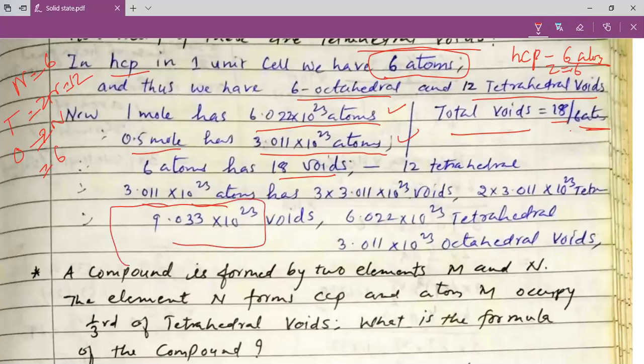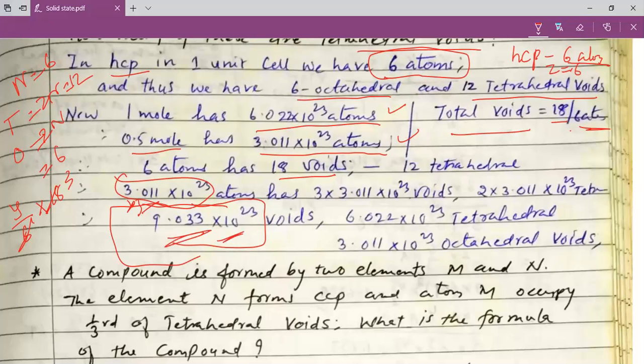This is the total number of voids, which is multiplied by 3. Because suppose this is your number y, so y divided by 6 multiplied by 18. So 6 3s are 18 and y is equal to this. So this multiplied by 3, that gives us 3.011 multiplied by 3. So 3 1s are 3, 3 1s are 3, 3 0s are 0 and 3 3s are 9. This will be the total number of voids that we will have.